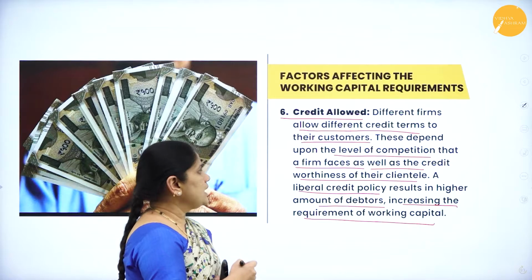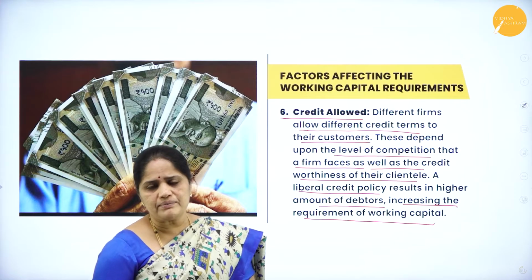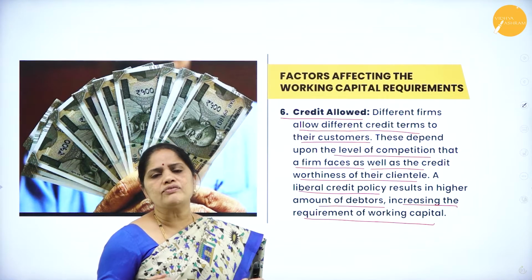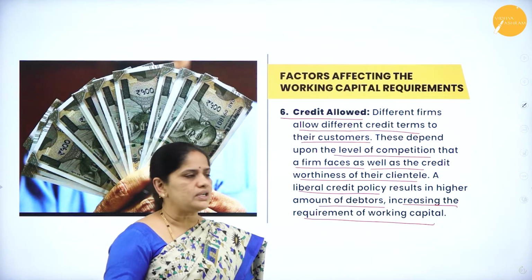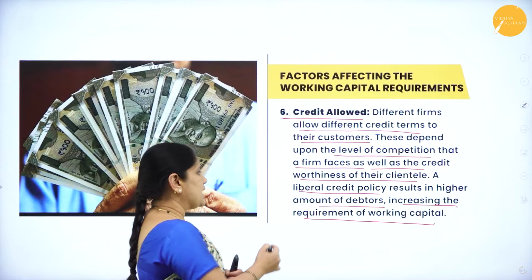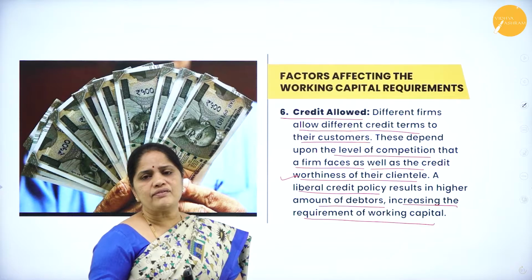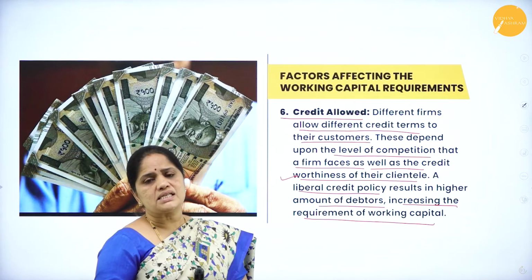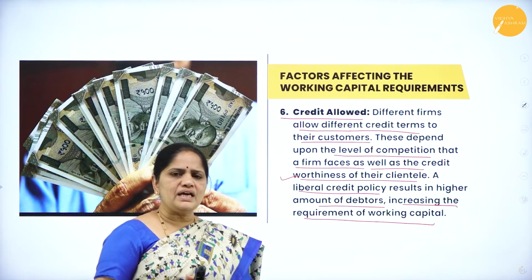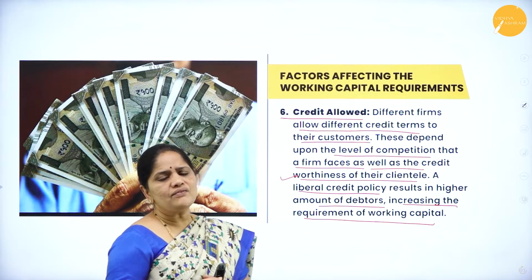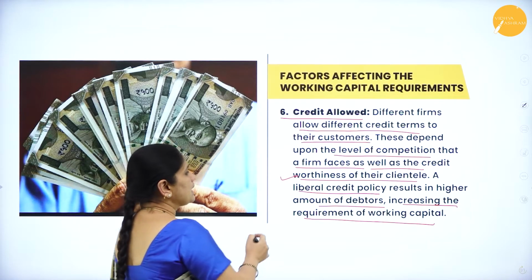Now, this will depend upon the level of competition that firm faces. Suppose that firm is doing very well and there is a lot of competition, then we may have to allow a longer period of credit for our customers, and as well as the credit worthiness of the clientele. That is, if the customers are of a very high credit worthiness, then we can always offer them a higher credit period. But if they are not so very credit worthy, then we should see that they pay back the loans taken on time.